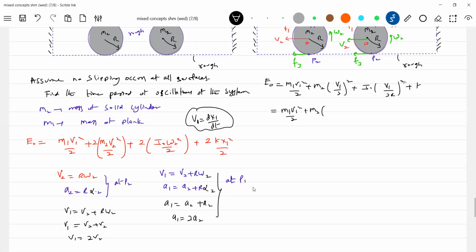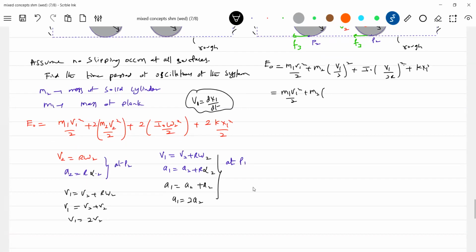Try to see this. Look at this one. This I replace. What is omega 2? Omega 2 will become V2 by R. What is V2? V1 by 2. So it will become V1 by 2R. Okay, we have all the equations in hand. Let's now write everything in order.